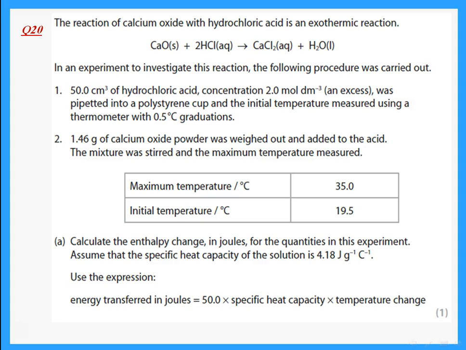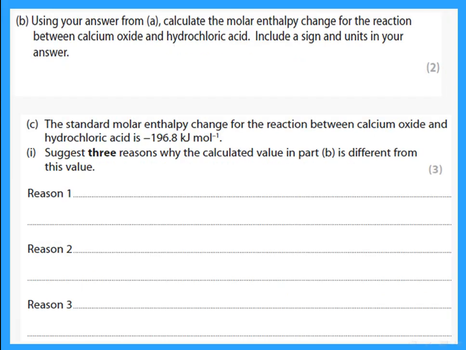So we're basically trying to get Q. And you know that Q is mcΔT, the m is 50 as he wrote, and the specific heat capacity is 4.18. So all you need to do is include the temperature change. So this is 35 minus 19.5, and that comes out to be 15.5, and you get the Q. Remember, the Q comes out in joules. If he wants it in kilojoules, I can divide by 1000. Actually, here he just wants it in joules.